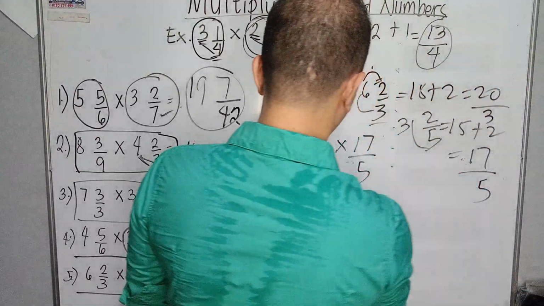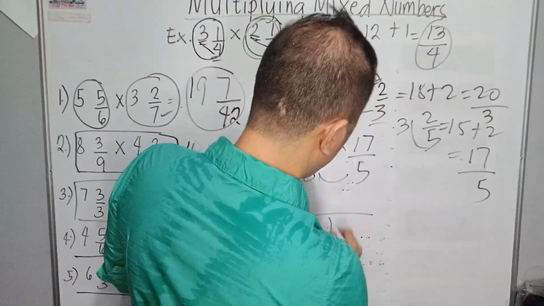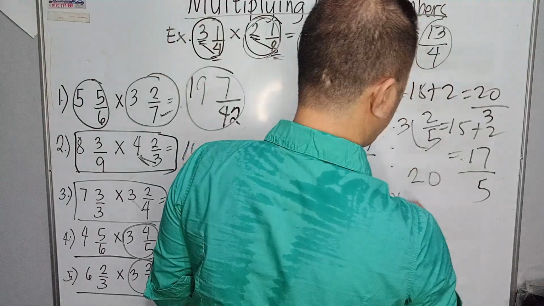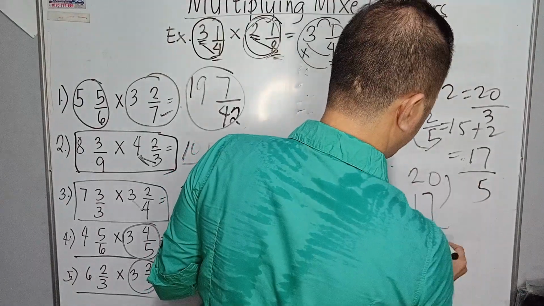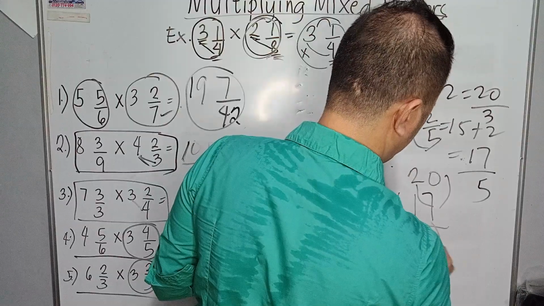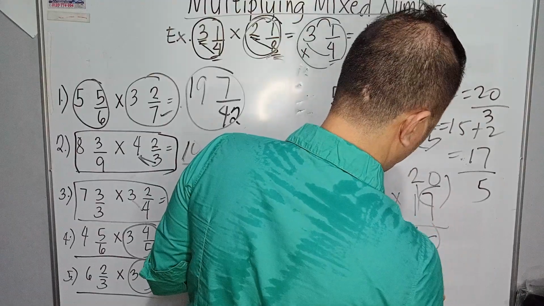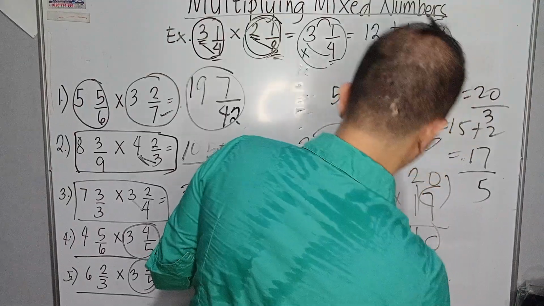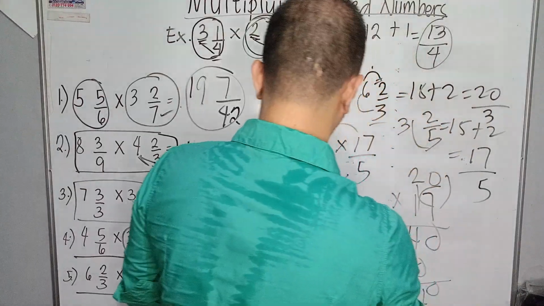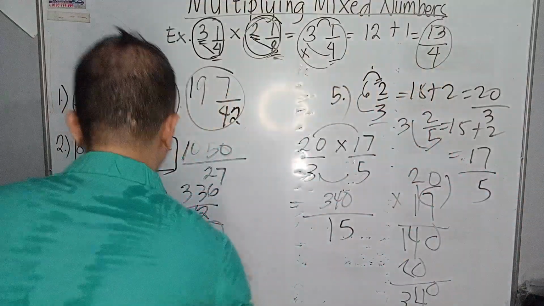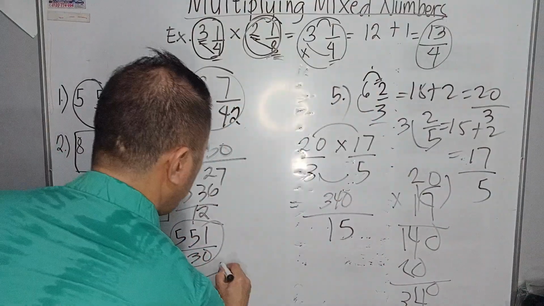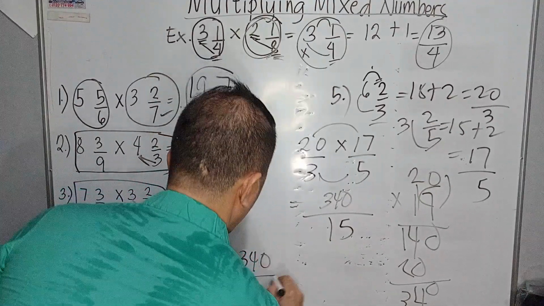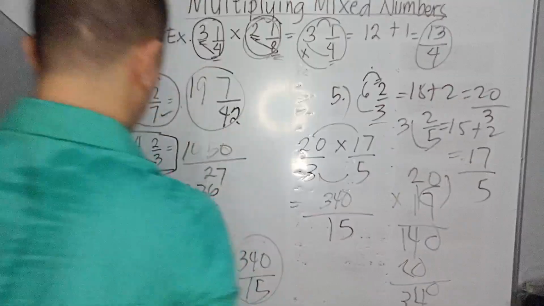Let's multiply it. So we have 3 times 5 is 15. 20 times 17. So let me show you. 20 times 17. 0 times 7, 0. 2 times 7 is 14. Times 0, so 0, so 2. So we have first 340. And that is our answer for number 5. Okay, so 340 over 15.